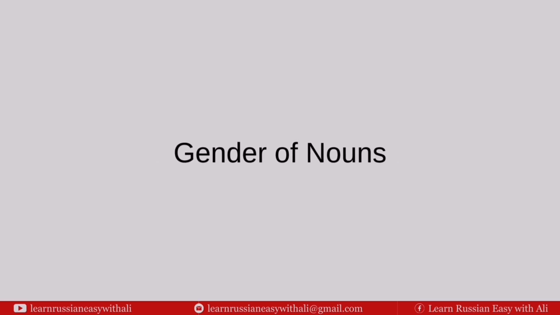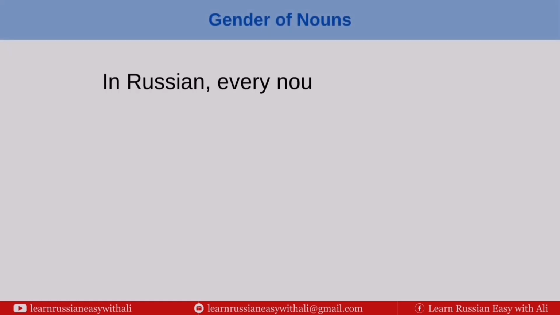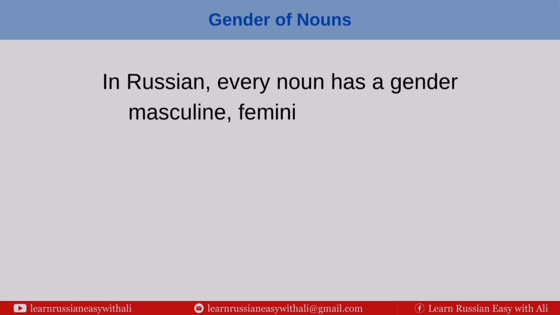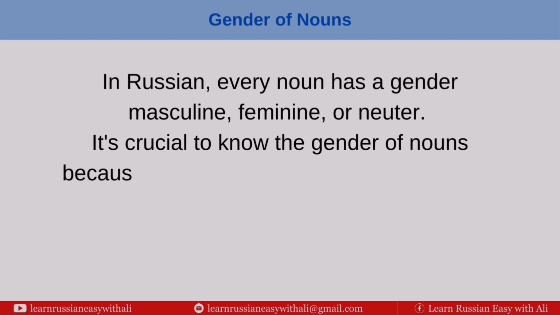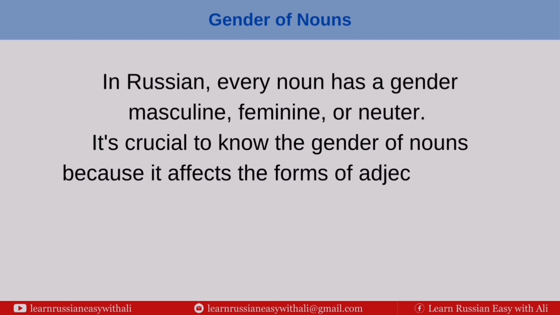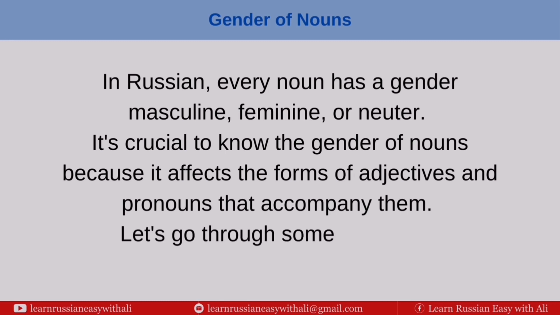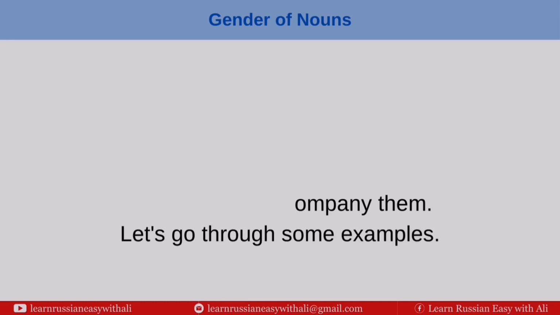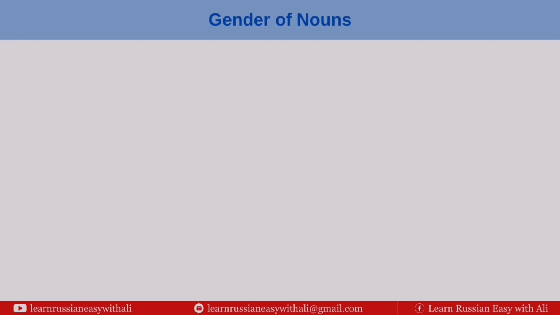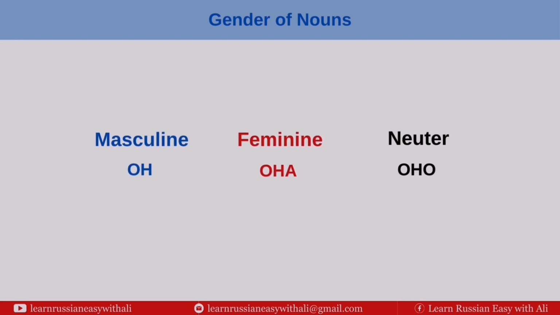Gender of nouns. In Russian, every noun has a gender: masculine, feminine, or neuter. It's crucial to know the gender of nouns because it affects the forms of adjectives and pronouns that accompany them. Let's go through some examples. But remember these three patterns.